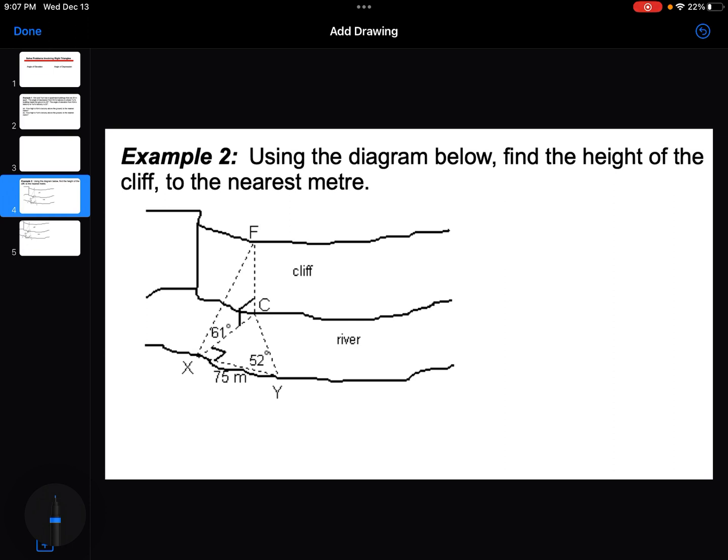Okay, looking at this next example, this one's a little bit harder because you just have to recognize the two triangles. So using the diagram below, find the height of the cliff to the nearest meter. Okay, so when we're looking at this, and I'm going to do the math on the next page, but what we have to recognize is we're finding y. Well, we don't have enough information in this triangle, in triangle CFX, to actually work through it.